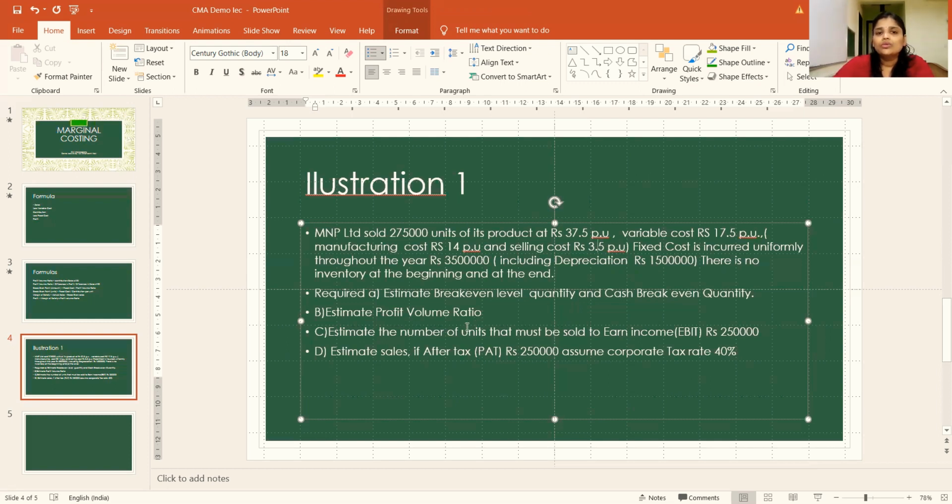So just go through this sum properly. Just analyze it properly. First, put it in a systematic manner. What is the selling price? What is the variable cost? What is the fixed cost? And then get started with the formulas.